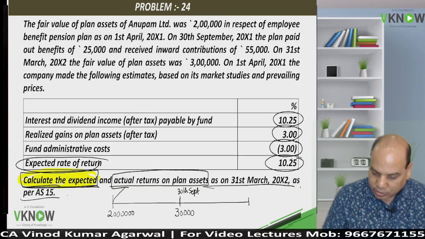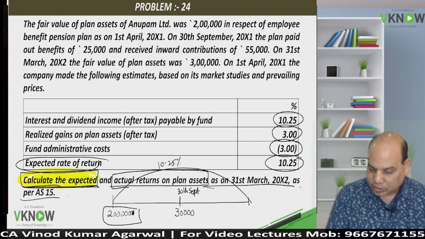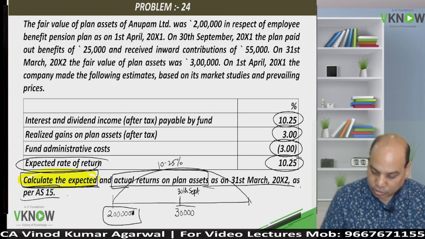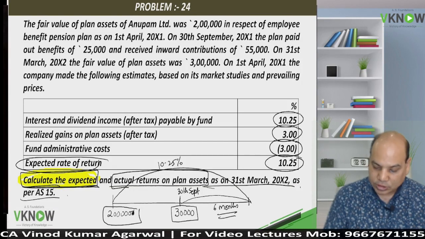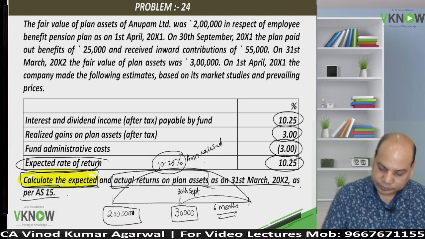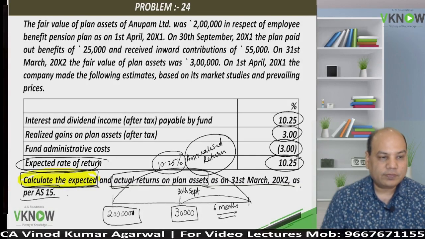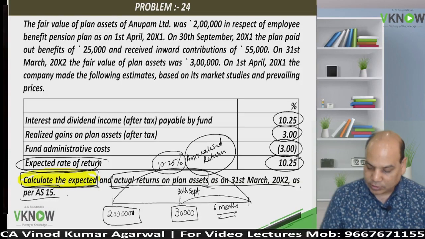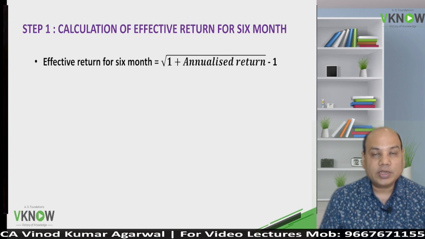So on the opening balance, we are going to compute for 10.25% because it was for 1 year. But on this, we are going to compute expected return for 6 months. This 10.25% is annualized return. We have to find out the effective return for 6 months. Effective return for 6 months will be calculated by applying a formula.